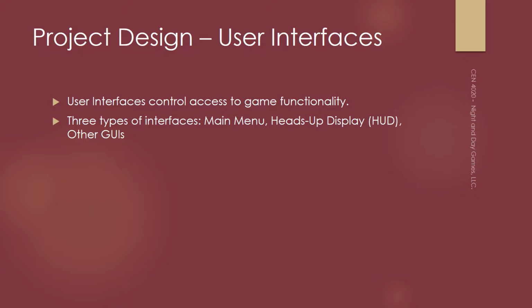Next, we will talk about user interfaces. User interfaces control access to game functionalities. In our game, there are three types of user interfaces: the main menu, the heads-up display or HUD, and other GUIs.